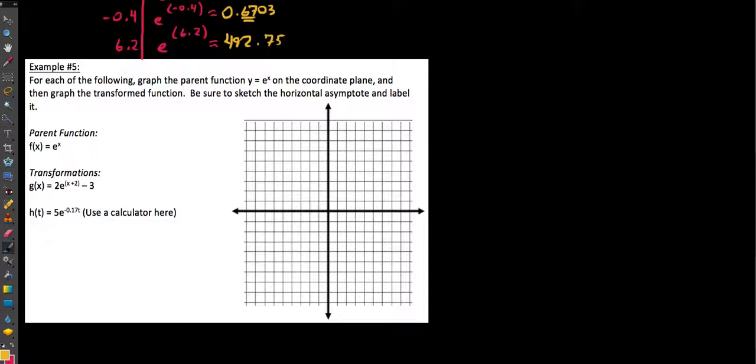So it says for each of the following, graph the parent function y equals e to the x in the coordinate plane, and then graph the transformed function, being sure to sketch and label the horizontal asymptote. Okay, so we say e to the x. What does this look like? Well, the good news for you is that we're going to treat this the same way we do a lot of our functions here, and that is to plug in -1, 0, and 1.